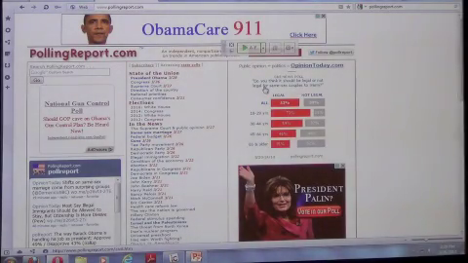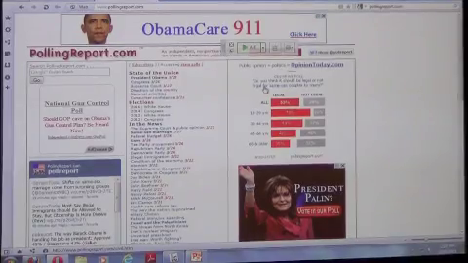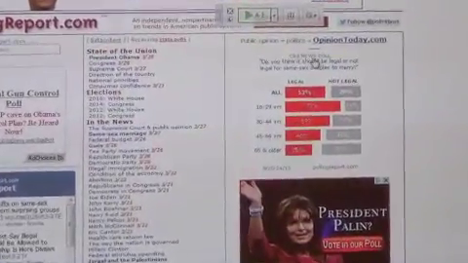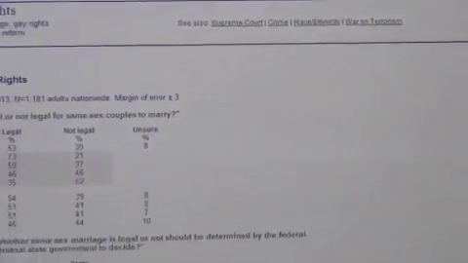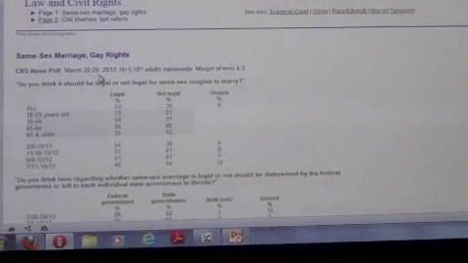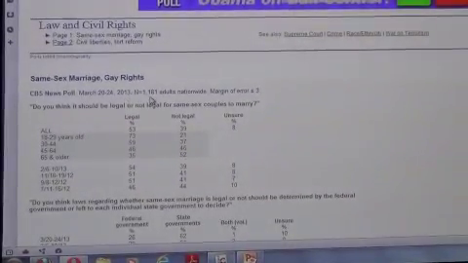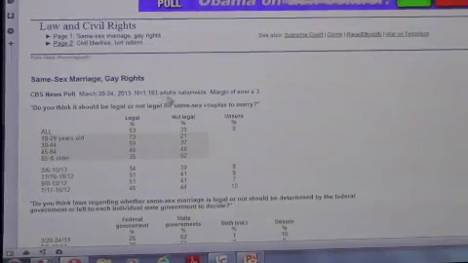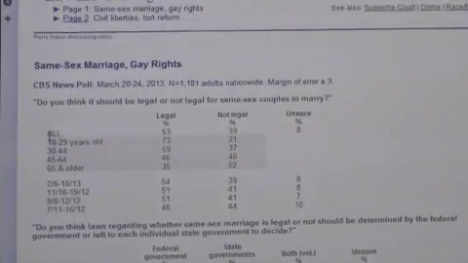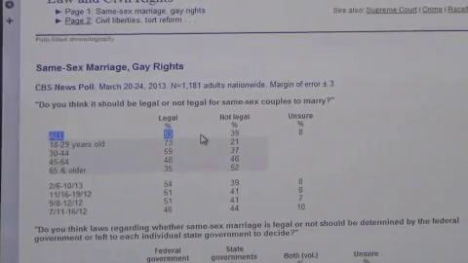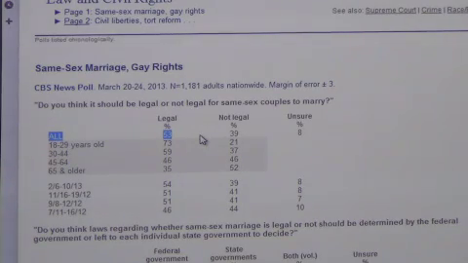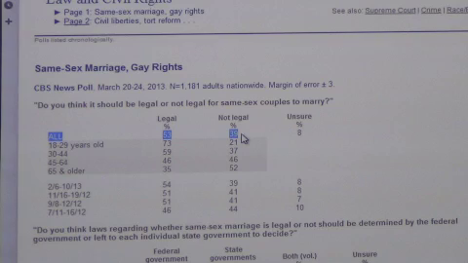And look at this, exactly the same question in the CBS News poll. And let's see how this news poll was done. It was conducted March 20th to 24th, just last week, 1,181 adults nationwide. And what they said was 53%, as opposed to our whopping 81%. 39% said not legal, 8% said unsure.